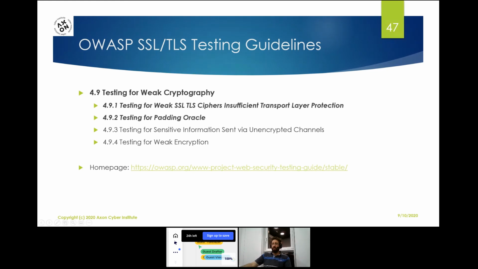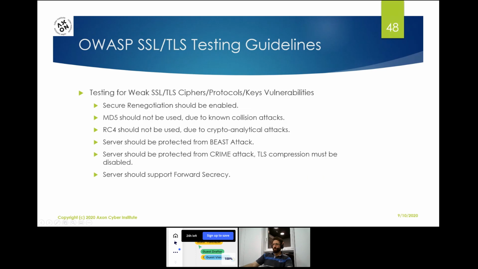So if you go to the testing guideline of OWASP and you go to 4.9, you will see a section on weak cryptography. The first two subsections, 4.9.1 and 4.9.2, are related to SSL/TLS, while the rest are for different cryptography, not directly related to SSL/TLS. And this is the home page of the project where you can check. Basically, it gives you certain guidelines and principles, exactly like we talked about in this webinar so far.